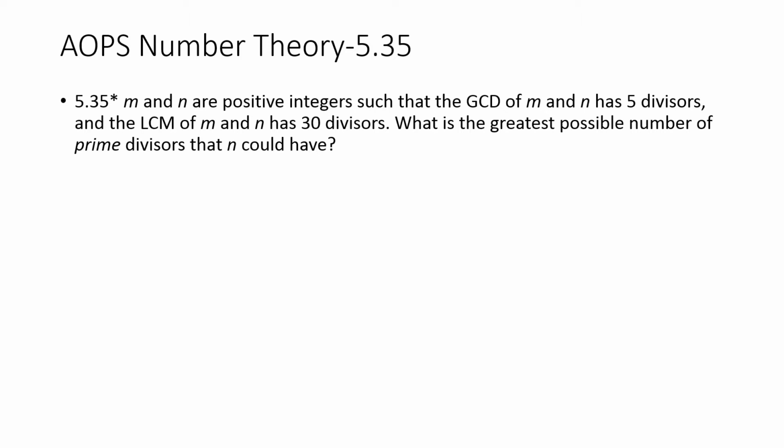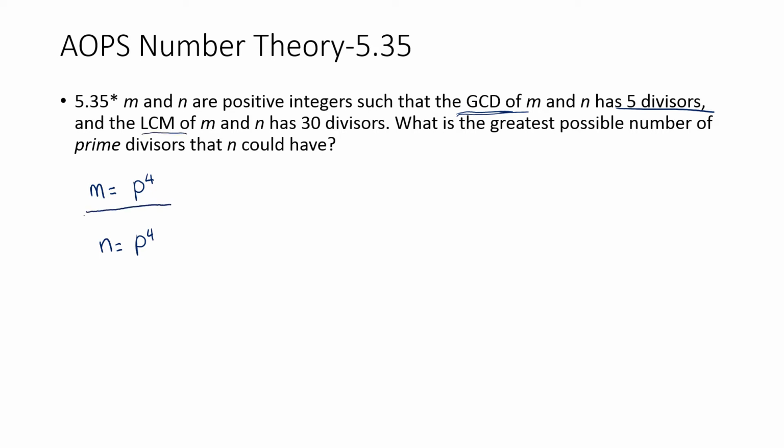So since the GCD has 5 divisors and 5 is prime, that means the prime factorization of it must have p to the power of 4 in it, since that's the only thing that would make it 5 divisors, because it's a prime number. So since that's the GCD, either m or n has to be p to the power of 4, where p is prime. So let's say that n is p to the power of 4.